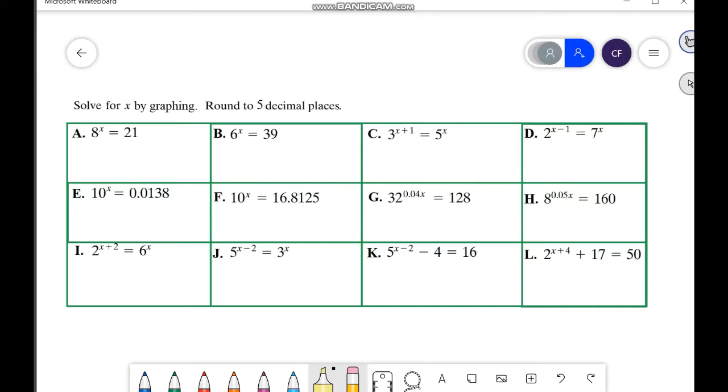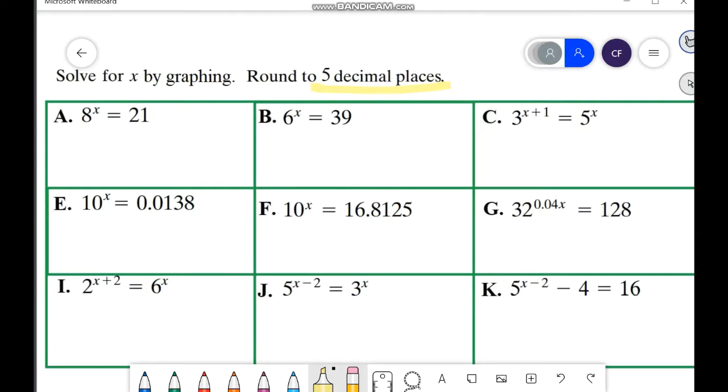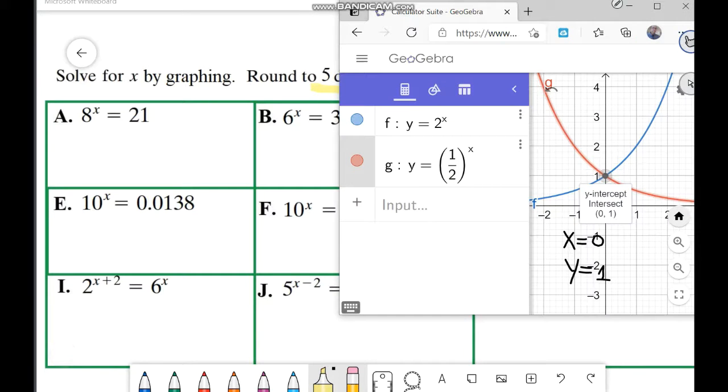On the quiz, we will solve for x by graphing, rounding to 5 decimal places. Today I'm asking for 5 decimal places because it is the same thing the app will give you. The app will already give you 5 decimal places, just to make it easier for you. Let's work on the first one: 8 exponent x equals 21.